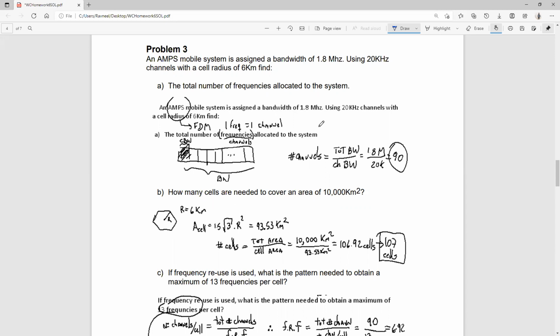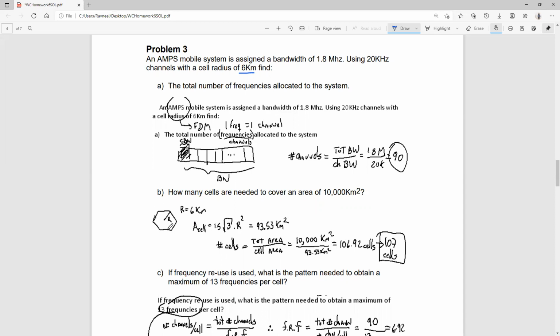So in this particular case, our r is given over here, that is 6 kilometers. So substituting our r into this particular formula, we'll be getting 93.53 square kilometers. So we need to find the number of cells. The number of cells is basically equal to the total area divided by the cell area. So that is equal to 10,000 divided by 93.53. That is going to give us 106.92 cells.